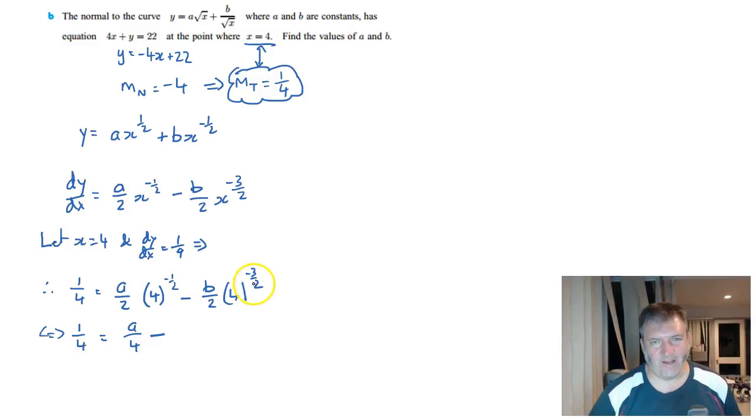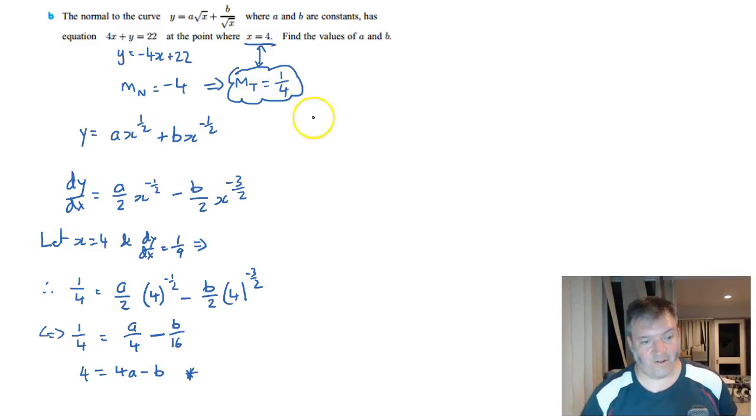Do this fractional part first. Square root of 4 is 2. 2 cubed is 8. Finally, 8 by 2 is 16. And so there I have the 16 there. That's pretty ugly at the moment. Let's just make it look a little bit nice. I'm going to multiply the whole lot by 16. So I'm going to get a nicer expression. 4 equals 4a minus b. Let's give that one a little asterisk in case I need to come back to it. We know we're going to, don't we?